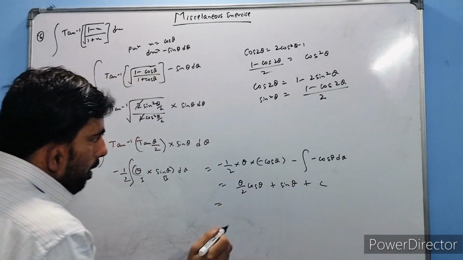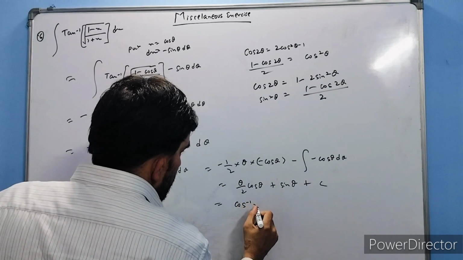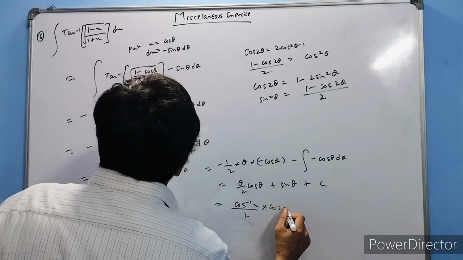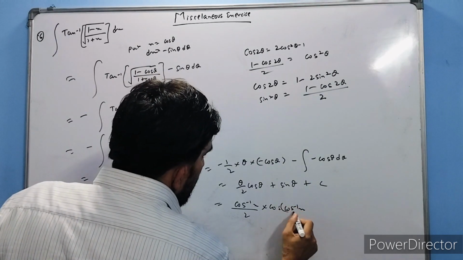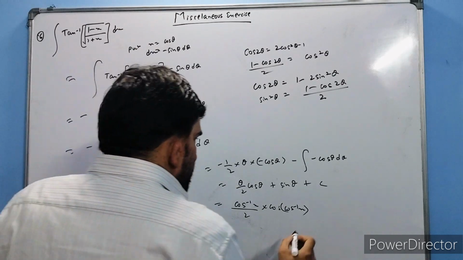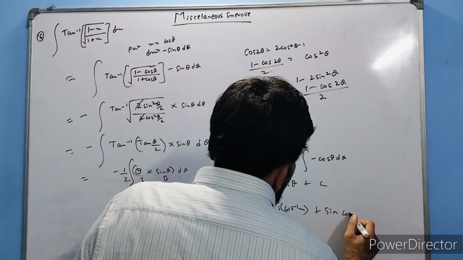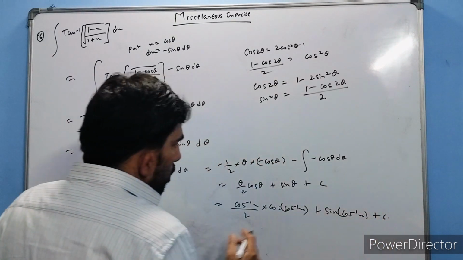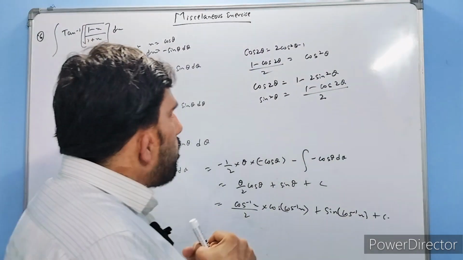So now we can put a value, but we have theta as cos inverse x. So cos inverse x upon 2 into cos theta, now we have cos inverse x, plus sin theta we have. So we'll put theta as cos inverse x; we will not solve it further. So likewise we can solve such kind of numericals.